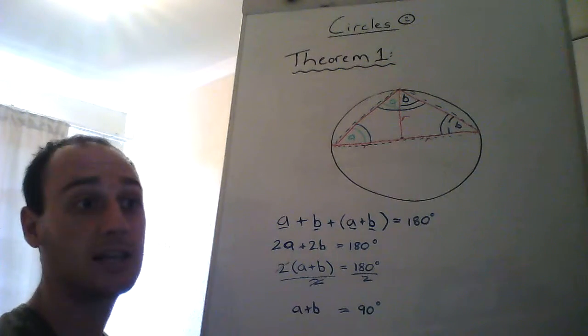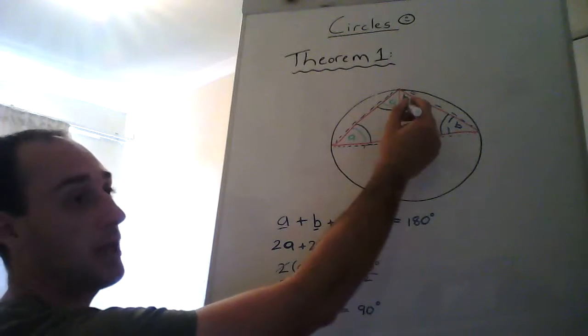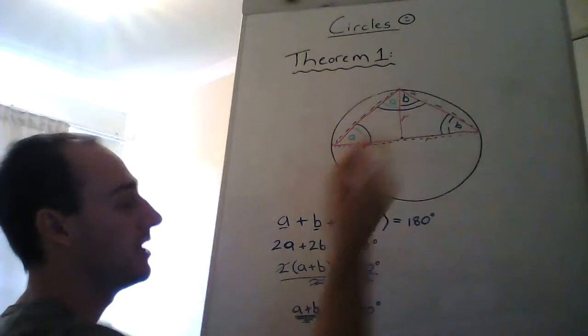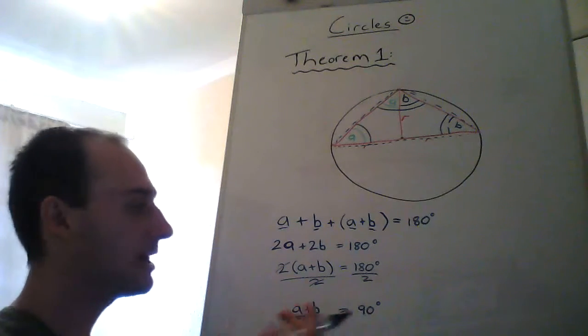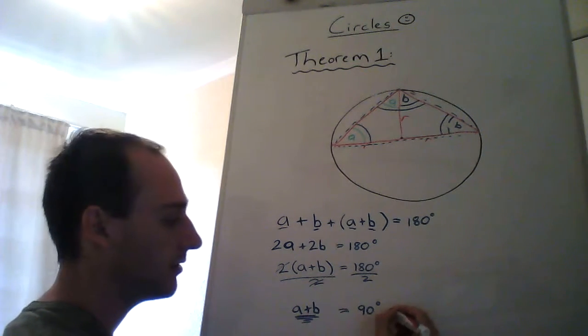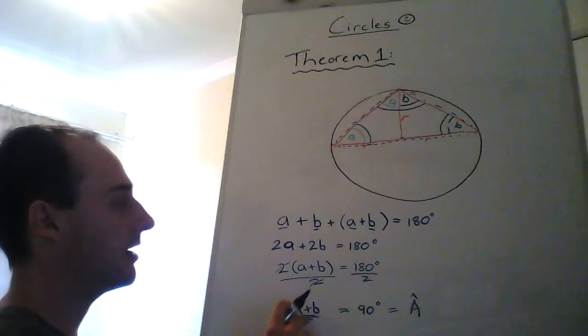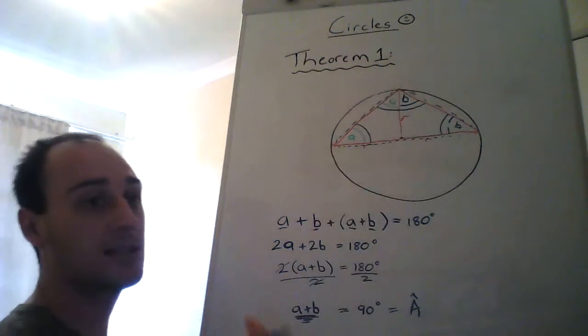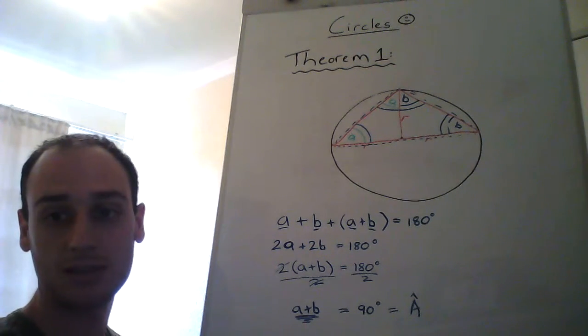Well, that seems like an interesting point, because A plus B, which we have up here, A plus B, that equals 90 degrees. And so we've proved, for generality's sake, that we also call that angle A. We now know that angle A, this angle that's subtended, is always equal to 90 degrees. So, huzzah, there is our first theorem done.